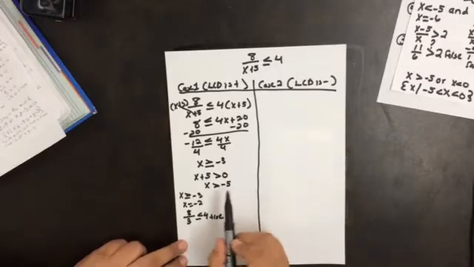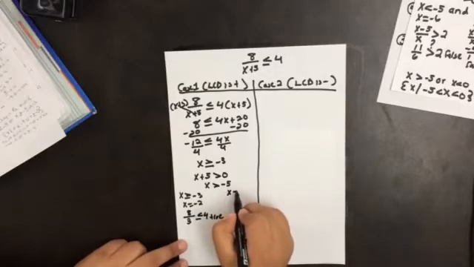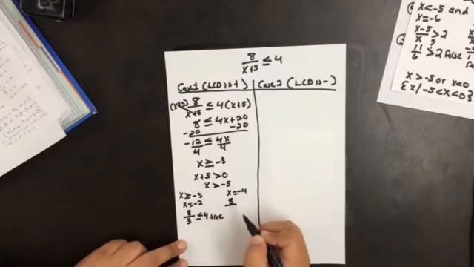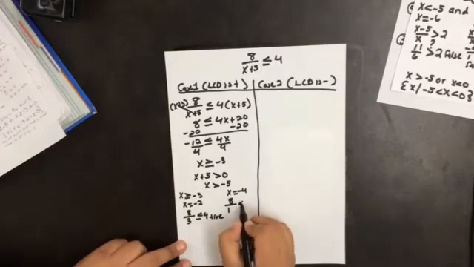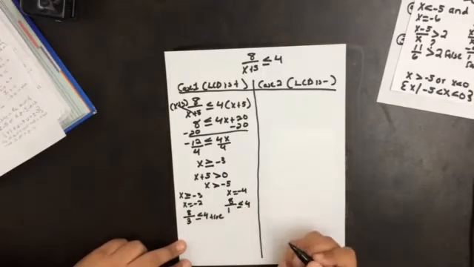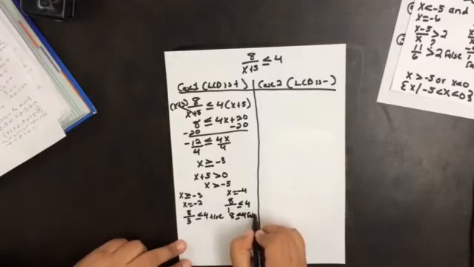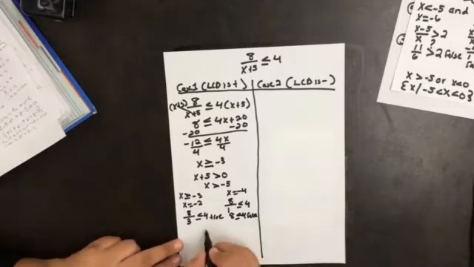Okay, now let's test the value for x greater than negative 5. What did we test? x equals negative 4. So 8 over negative 4 plus 5 will give us 8 over 1, which is just 8. Is 8 less than or equal to 4? That's false. So for case 1, we have one solution.